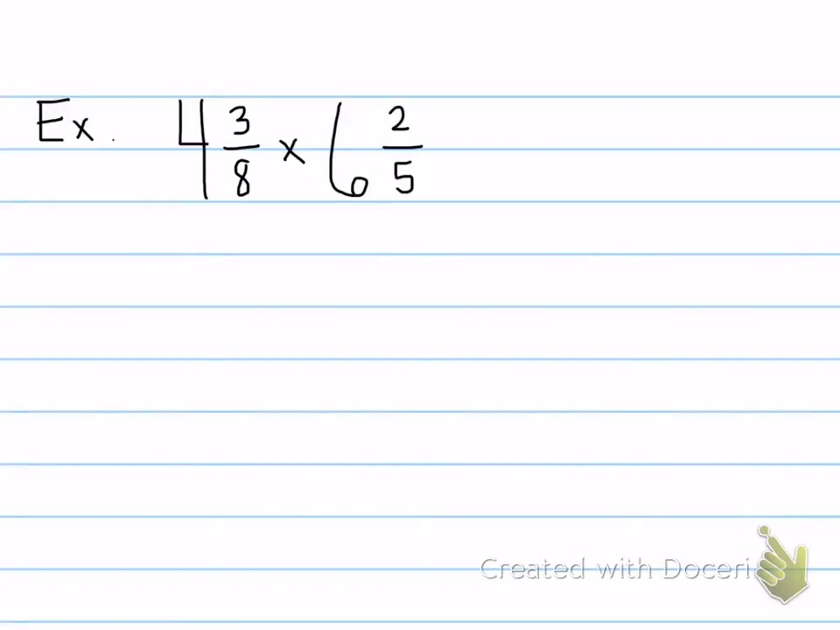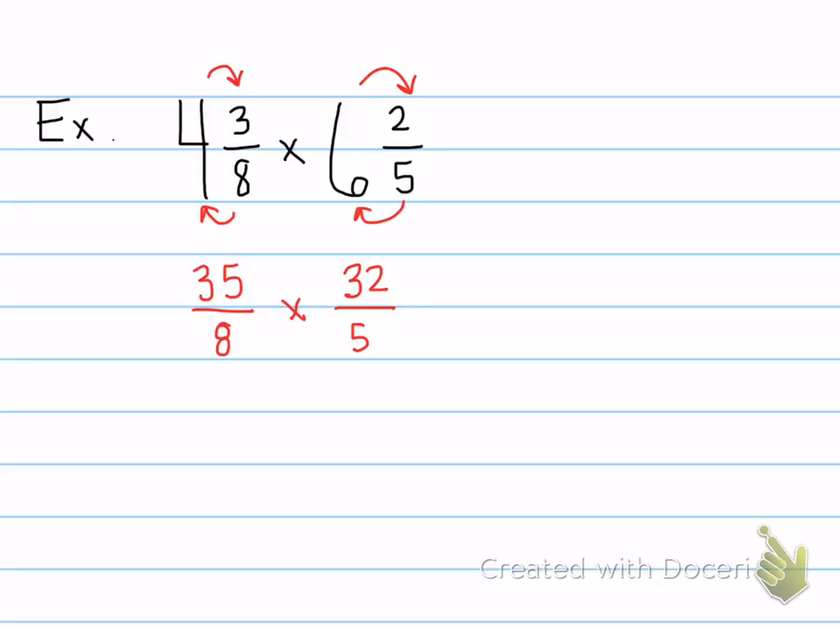Okay, so 4 3/8. I'm going to start with 8 times 4 is 32, plus 3 is 35. So I have 35 eighths times 5 times 6 is 30, plus 2 is 32, 32 fifths.